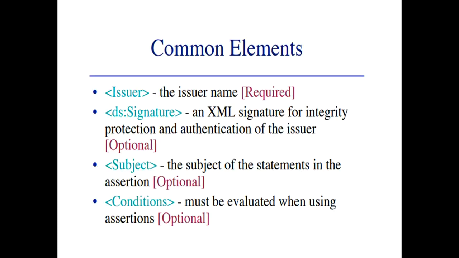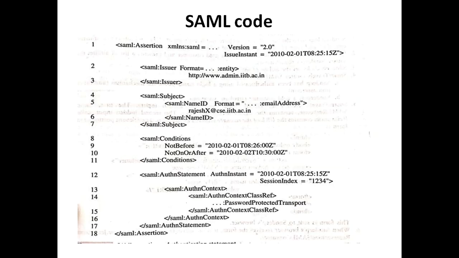Then the common elements which will be used here are the issuer, that is the name of the issuer. Then an XML signature for integrity protection and authentication of the issuer, but it's optional. Then a subject. The conditions under which the assertion must be evaluated when using the assertion. So these all are optional. The only required field is the issuer, that is the name of the issuer.